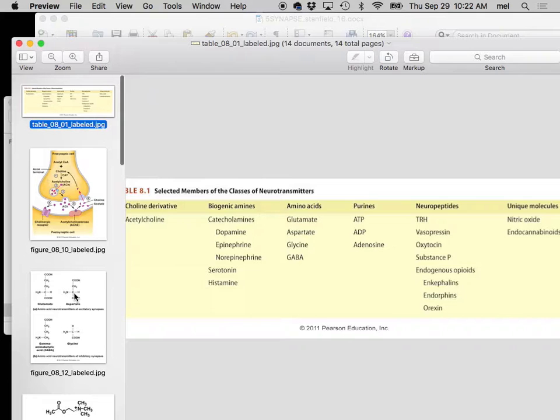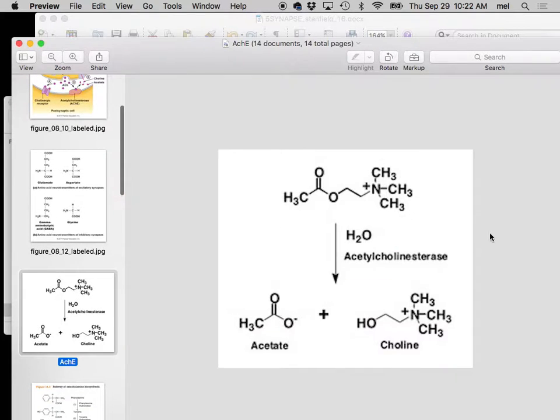Where are you, acetylcholine? Okay, this is acetylcholine, and these are its breakdown molecules. So it's about the size of an amino acid. It's not exactly like an amino acid, but it's about that same size. So the one that you're going to have to know is acetylcholine, which is very often abbreviated ACh.